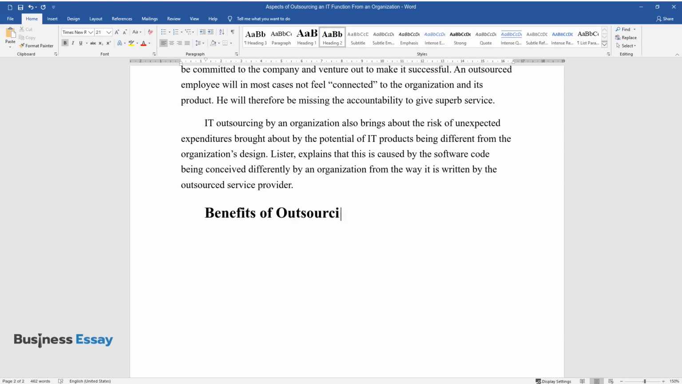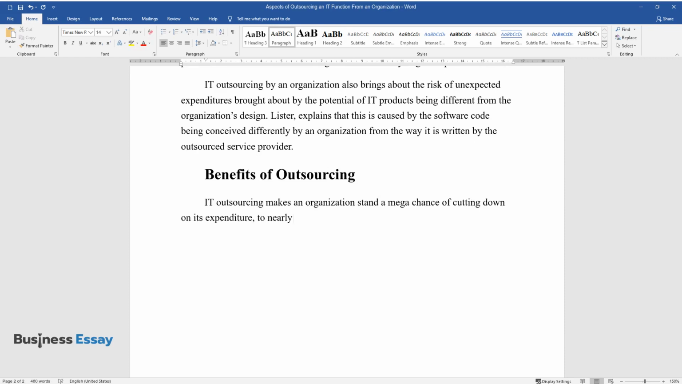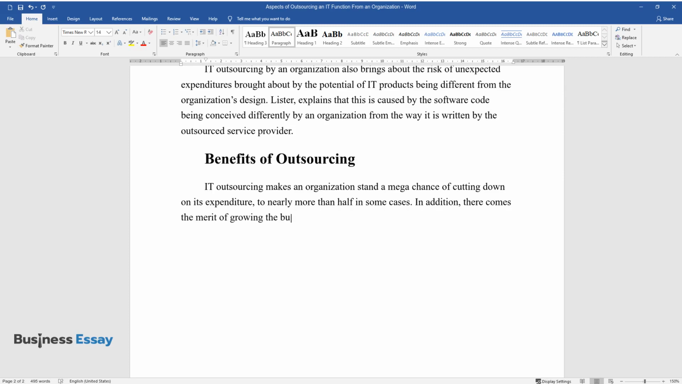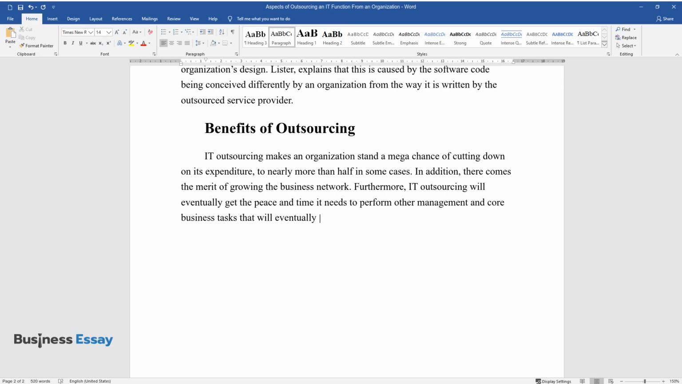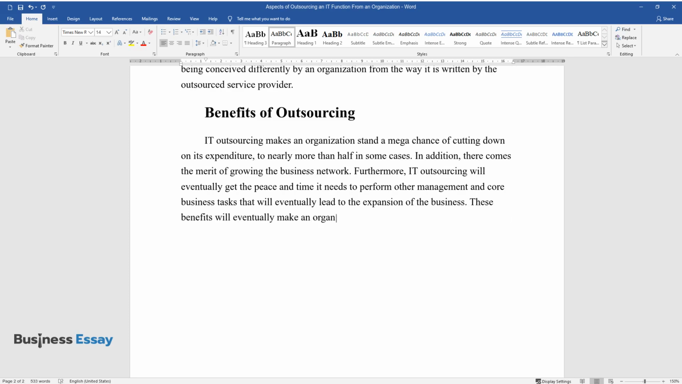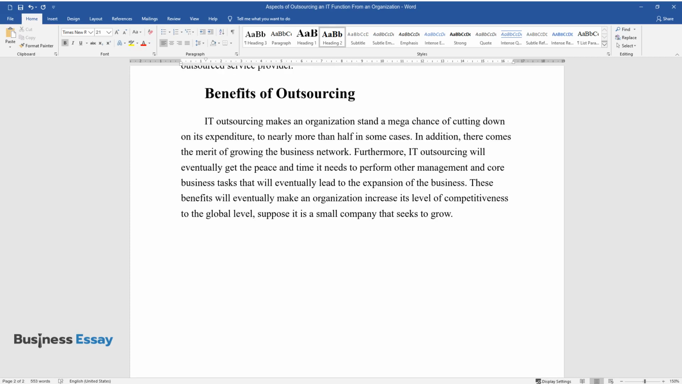Benefits of outsourcing. IT outsourcing gives an organization a mega chance of cutting down on its expenditure, to nearly more than half in some cases. In addition, there comes the merit of growing the business network. Furthermore, the organization will get the peace and time it needs to perform other management and core business tasks that will eventually lead to the expansion of the business. These benefits will eventually make an organization increase its level of competitiveness to the global level, supposing it is a small company that seeks to grow.